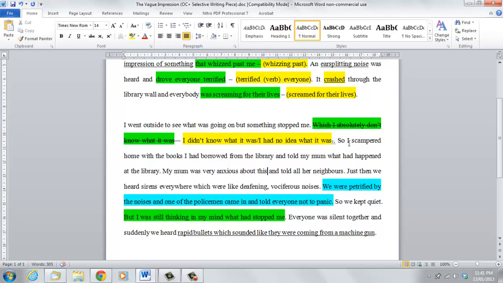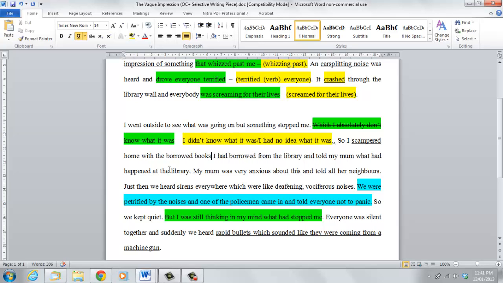"So I scampered home with the books" is excellent. I like the word scampered. What you could then do is, "So I scampered home with the borrowed books," because obviously they're books borrowed from the library. You don't need to then explain that. Actually, let me cross that out. "And told my mum what had happened at the library. My mum was very anxious about this and told all her neighbours. Just then we heard sirens everywhere, which were like deafening voice noises." Good. "We were petrified by the noises, and one of the policemen came in and told everyone not to panic."